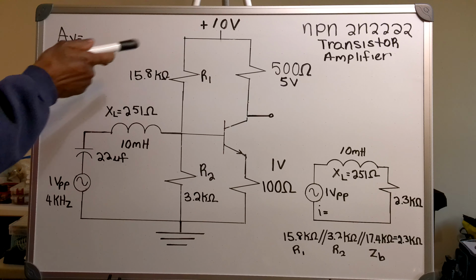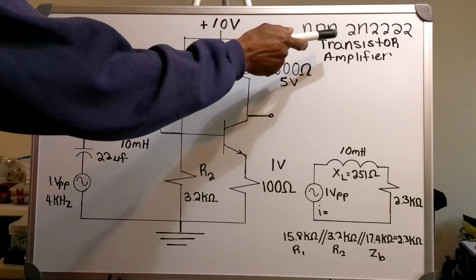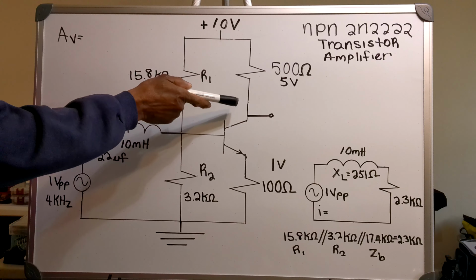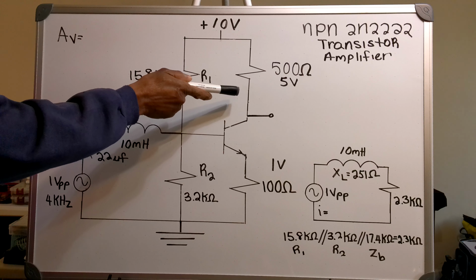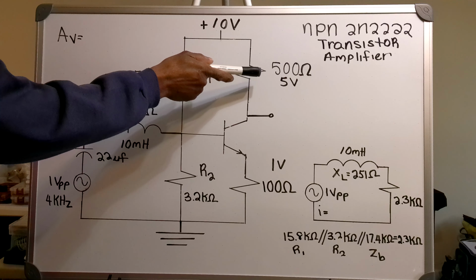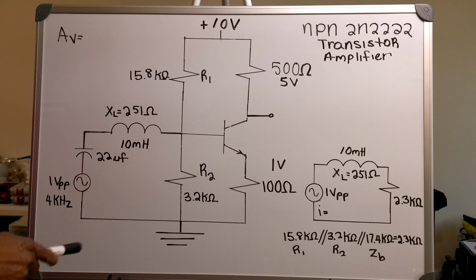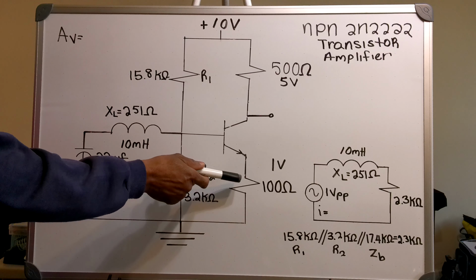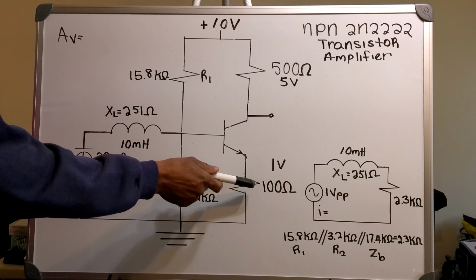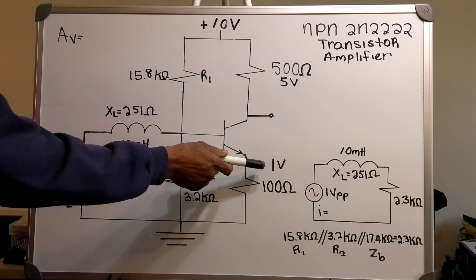Now in this video, I've got the NPN 2N2222 transistor amplifier. On the collector side, I've got a 500 ohm resistor and 5 volts across it. And on the emitter, I've got a 100 ohm resistor and I've got 1 volt across it.